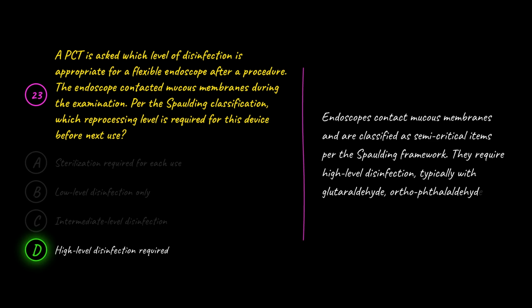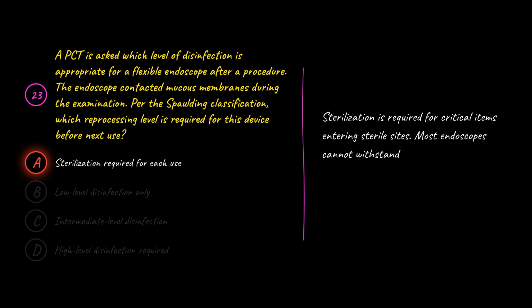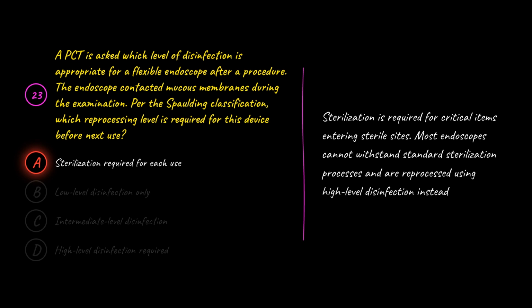A is wrong because sterilization is required for critical items entering sterile sites. Most endoscopes cannot withstand standard sterilization processes and are reprocessed using high-level disinfection instead, which meets the semi-critical requirement under Spaulding classification rules.